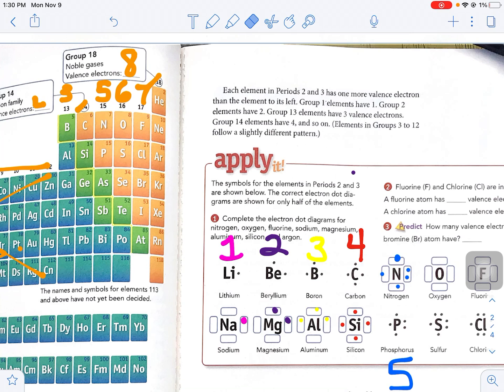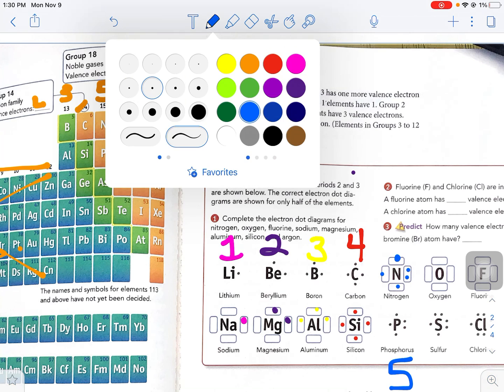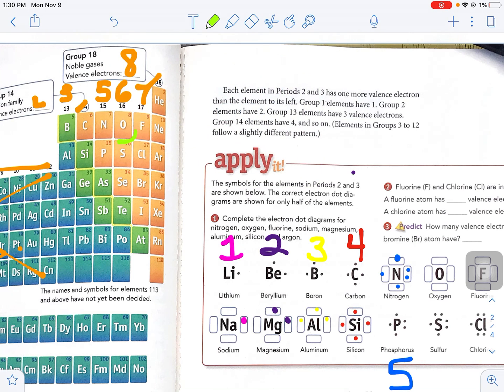Oxygen is our next example. Oxygen is going to be found in our group 16 right here, and it has 6 valence electrons. In our example beneath, it shows us that sulfur has 6 valence electrons as well. So we're going to go ahead and start with our 1, 2, 3, 4, and it has 2 more, so we're going to use them to pair up on the sides.